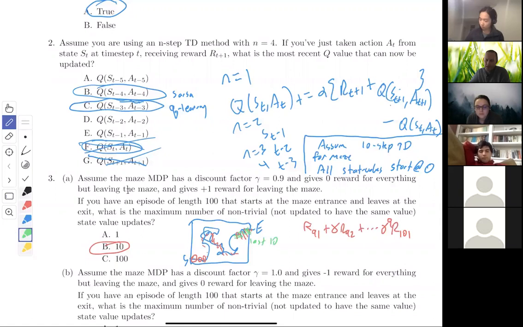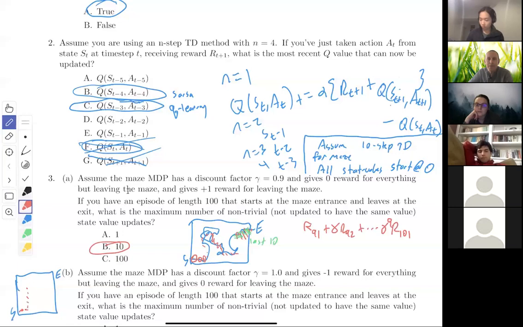Now, if we have the maze problem where our reward is negative one every time we stay in and it's zero when we escape, so we basically keep getting hit on the head every time we move, and eventually we stop getting our head hit and it feels good, then the question is, how many non-trivial updates are there? So let's again look at the same thing. We have our start state. We have our end state. We take a step. We can't update this yet, right? We have to wait at least 10 steps to update it. So we go 10 steps. And now we can go ahead and update, right?